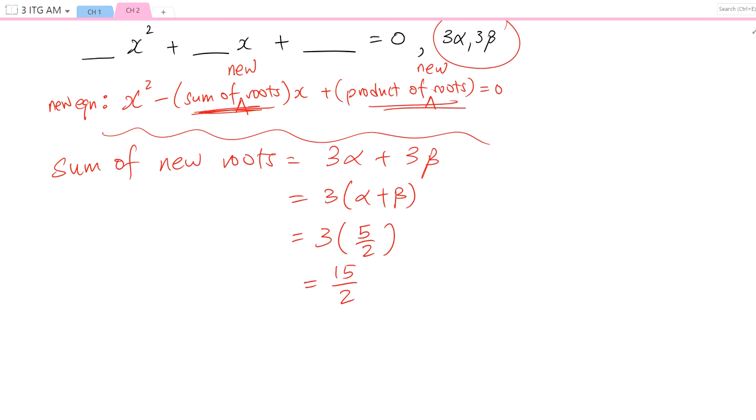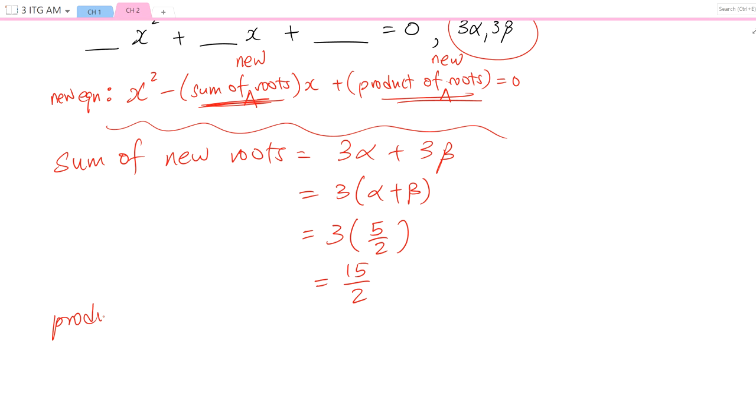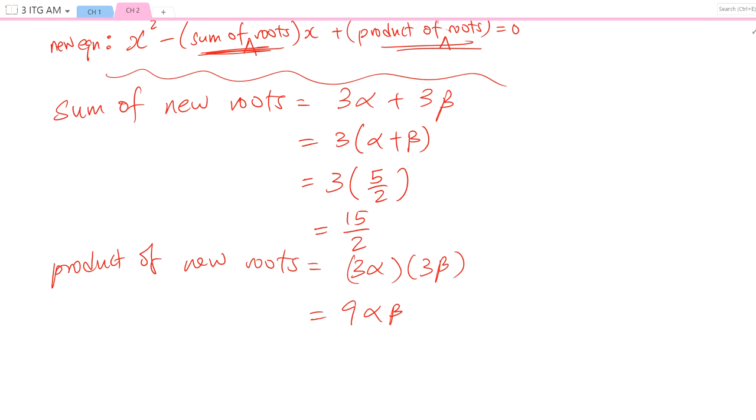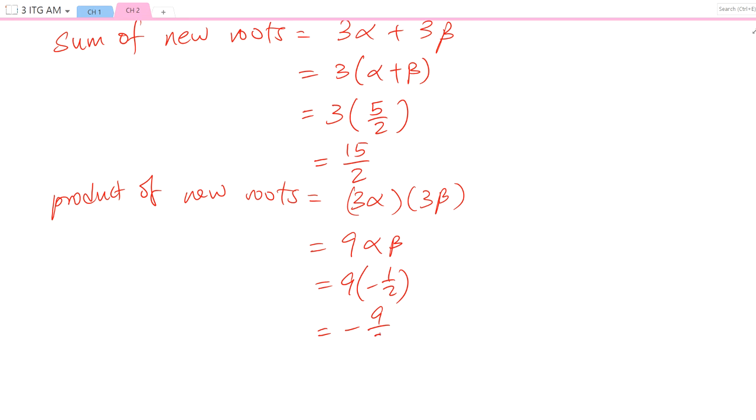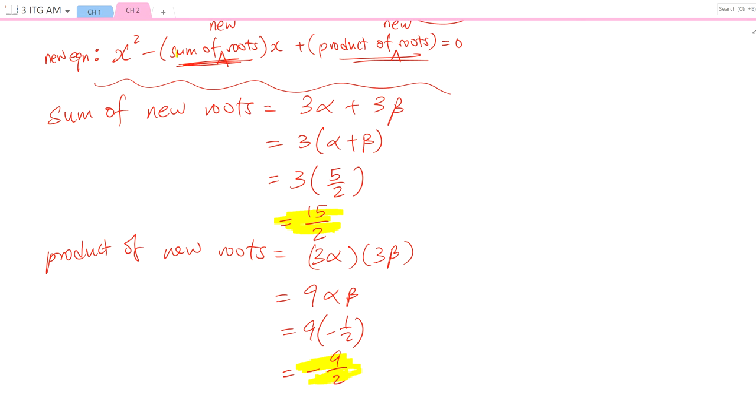What else do I require? Product. Product of new roots equals to 3 alpha times 3 beta, which is 9 alpha beta. Can I find that easily? Yes, I've got my product of roots, which is negative half. So this gives me 9 times negative half, which is negative 9 over 2. Now with my sum of new roots and my product of new roots, I can place them back into my equation over here. And I found my equation already.